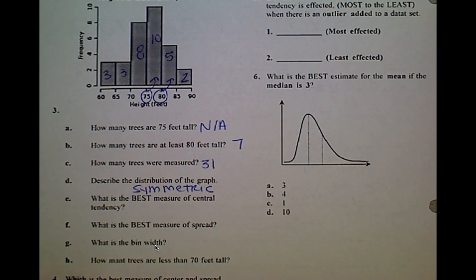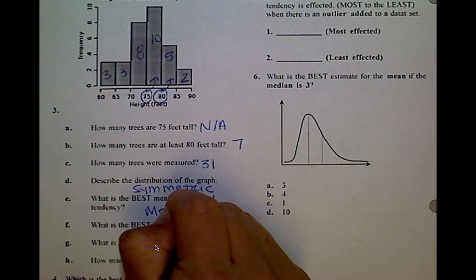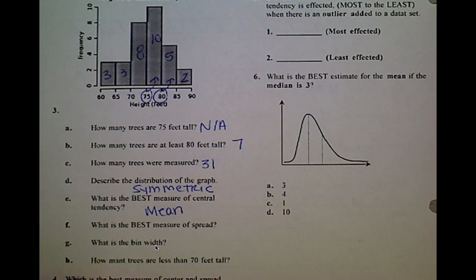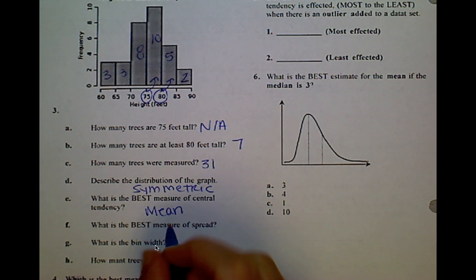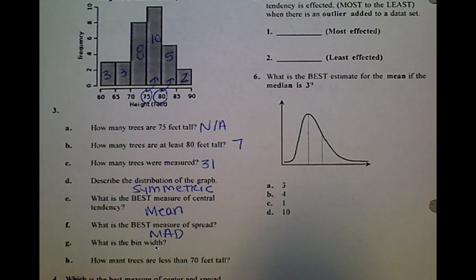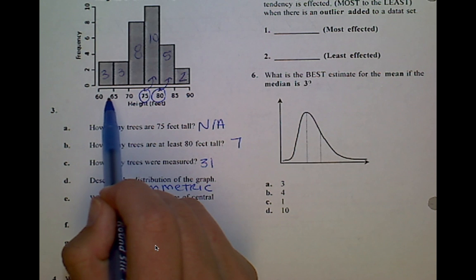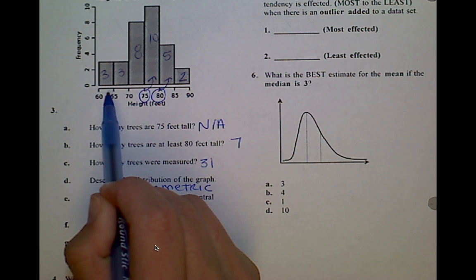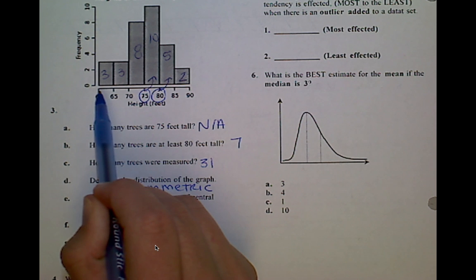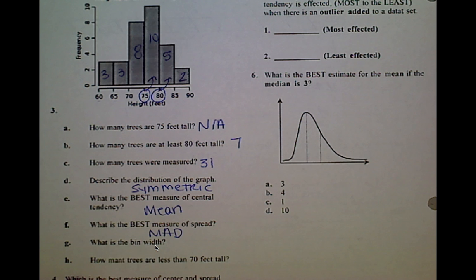The best measure of central tendency would have to be the mean, because the mean is for symmetric distributions. The best measure of spread would have to be the MAD. And the bin width, that's the vocabulary word for what's the bin width, or what's the interval it's covering. It's going from 60 to 65, but not including 65.